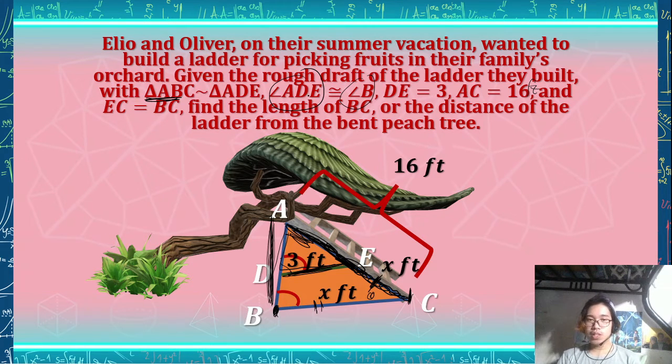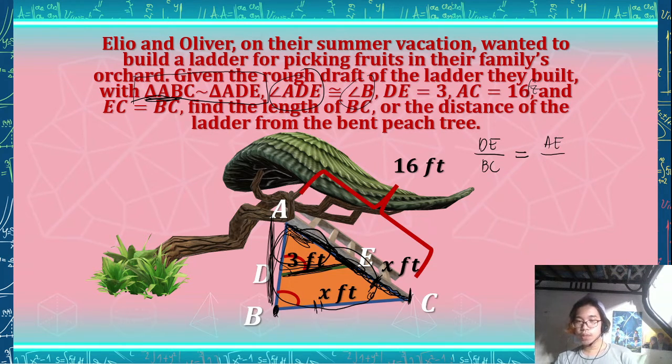Since our first clue has been given, triangle ABC is similar to triangle ADE, we can say that side measurement DE all over side measurement BC should be equal, since we know that this small triangle is similar to this big triangle. Therefore, their side measurements must be proportional to each other. Therefore, the counterpart of DE would be AE all over the total measurement of the bigger side here, so that's going to be AC.